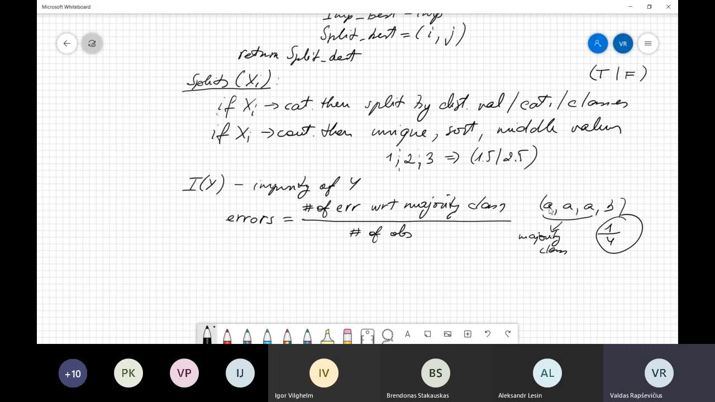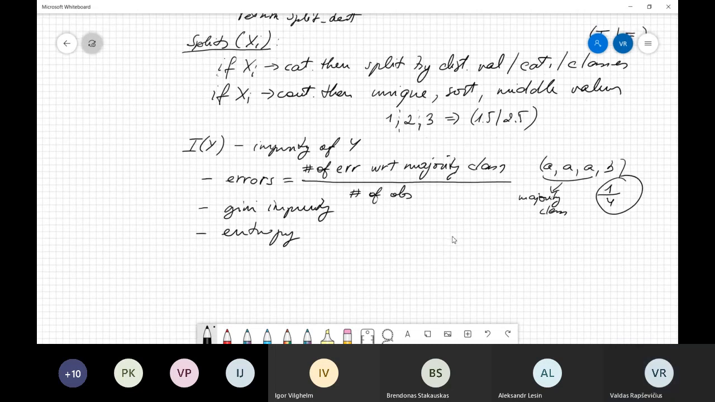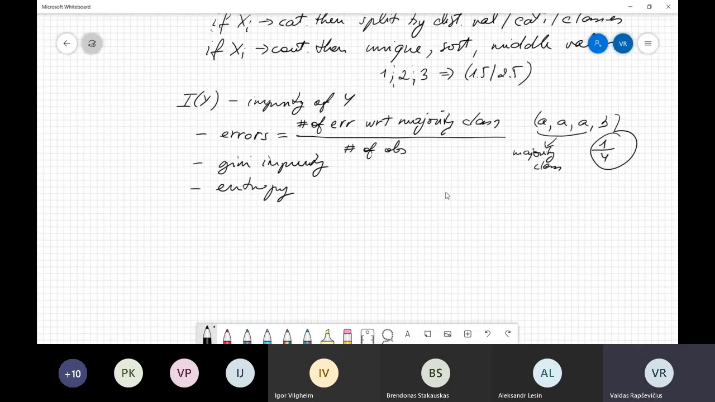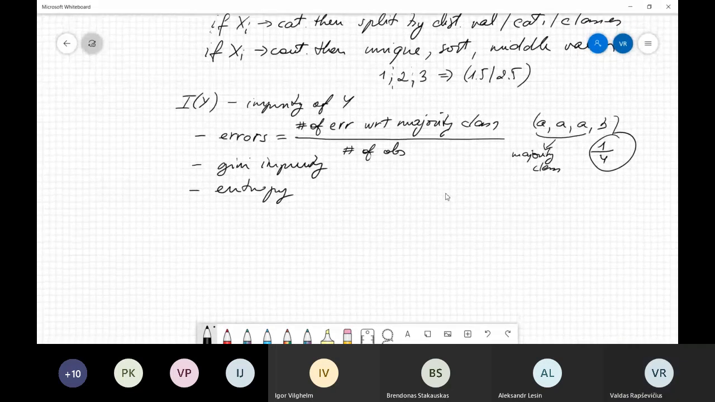If no errors are there, if all are A's, all from the majority class, then we will have 0 errors. The other possibility is to use the Gini impurity that you already know, or entropy, that you already know as well. We have looked into that.